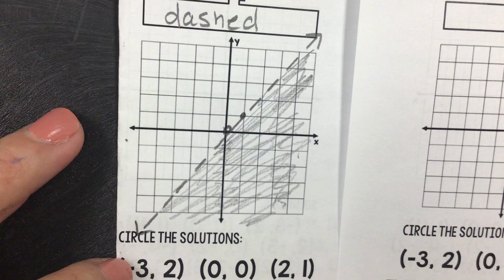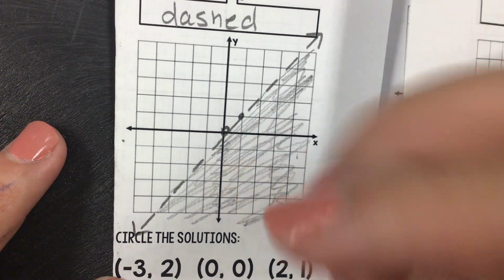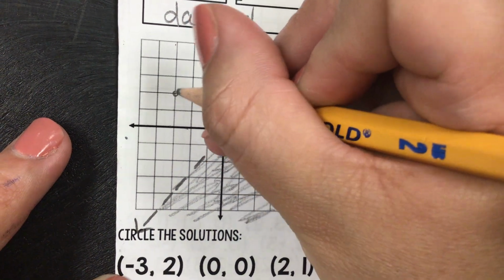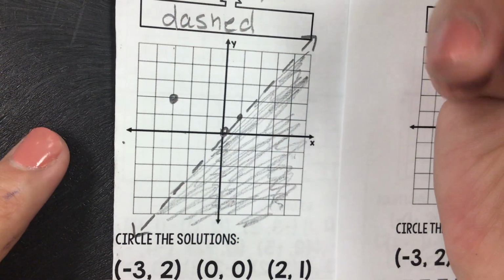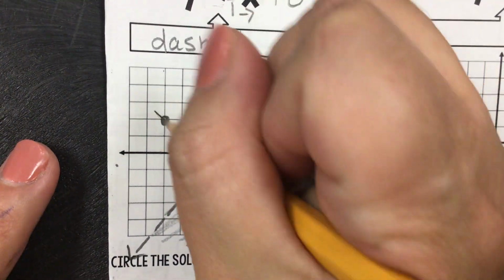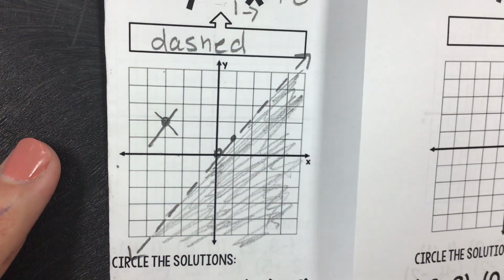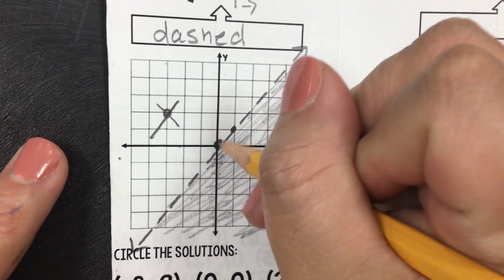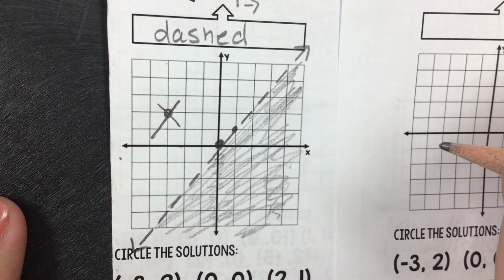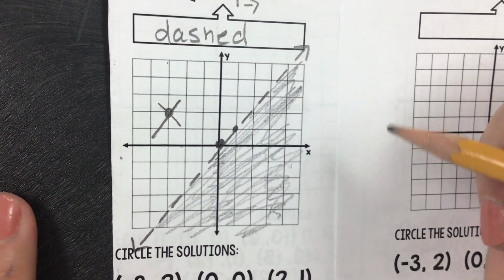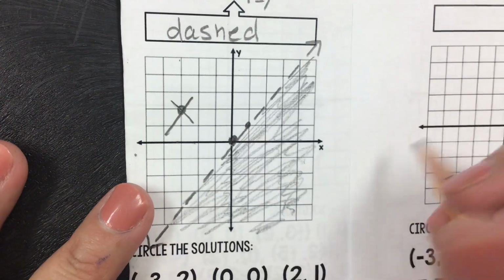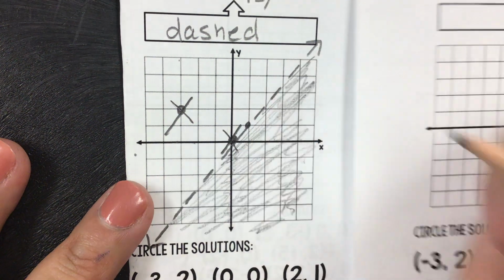What it means is that it's in the shaded region. So let's do -3, 1, 2, 3, +2, 1, 2. That is not a solution for this inequality because it's not in the shaded region. 0, 0 looks like it's on that line, but remember the line is not included because there's no line underneath. So the 0, 0 is also not a solution.